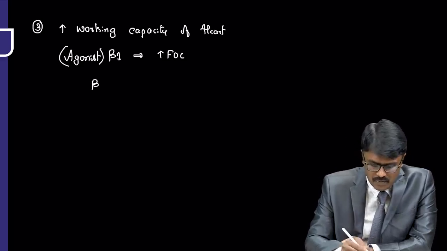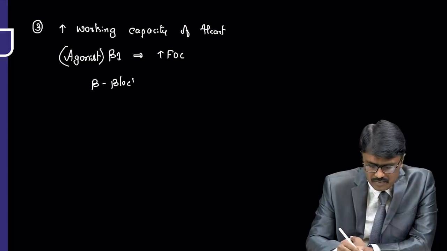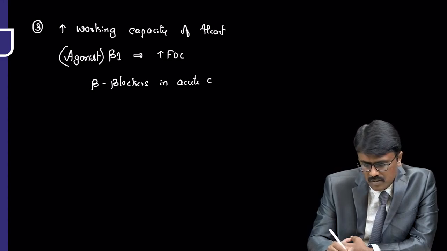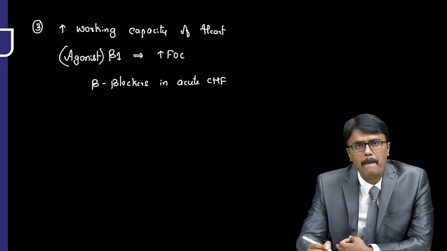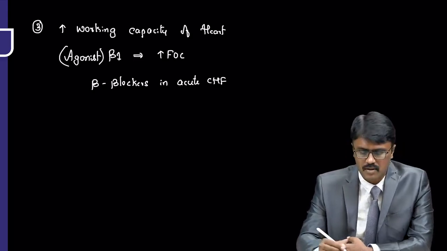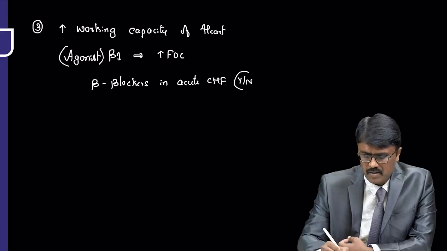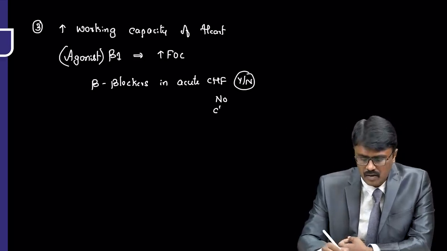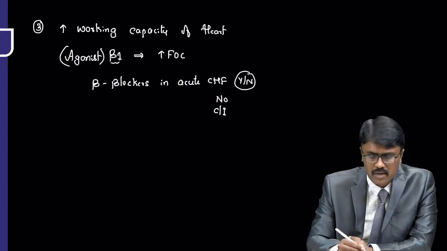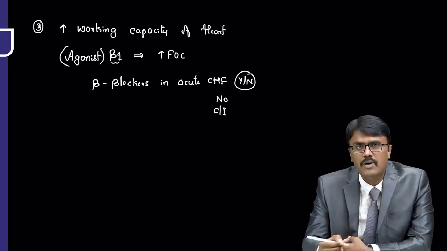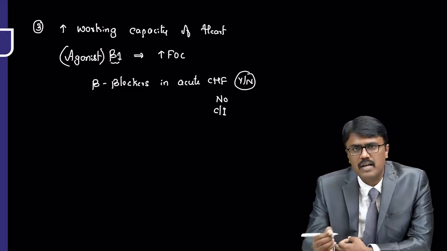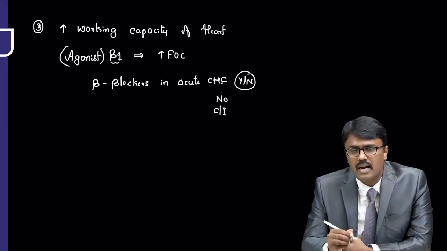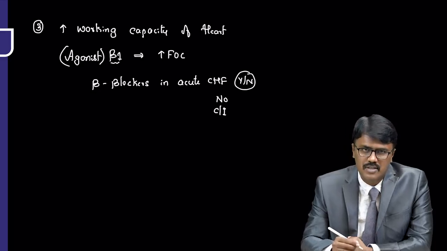The question is, can we use beta blockers in acute CHF? So you have to pause the video and tell me whether it is used or not, yes or no. Obviously, no. They are contraindicated, because in acute CHF, we want beta 1 to be stimulated and we want the heart to increase the force of contraction. But when I use beta blocker, they decrease the force of contraction and they will worsen the heart failure. And that's the reason they are contraindicated in acute CHF.